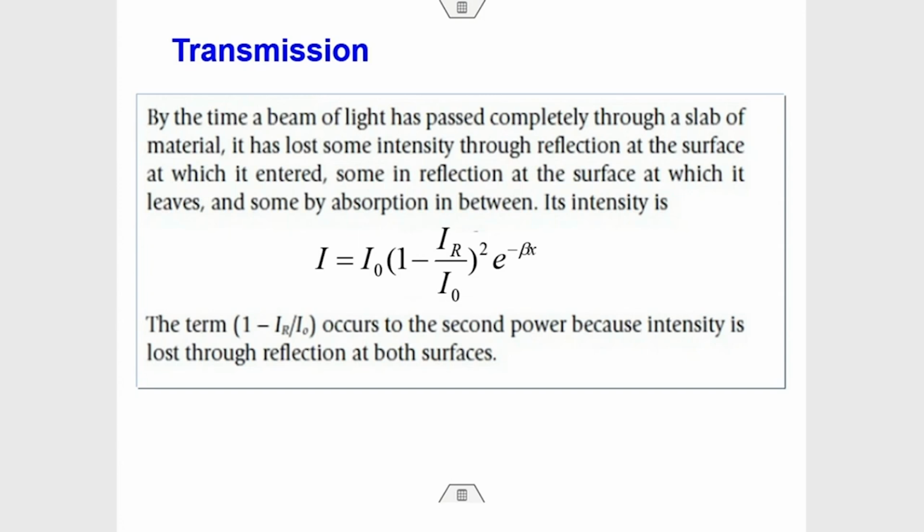You can clearly see this equation comes after the second part, because intensity is lost to reflections at both surfaces. That's why it has to be multiplied twice, and that's why the square comes. R corresponds to reflections, and I0 exponential minus beta x is the absorption. You understand that, right? This is a very simple equation, but normally you have not seen it. That's something you should remember, and I have explained why the square comes into the picture.